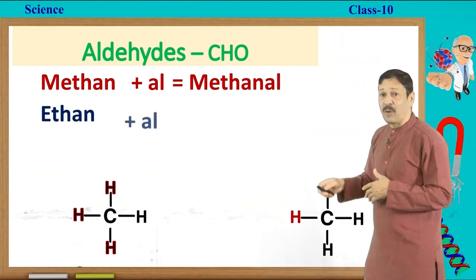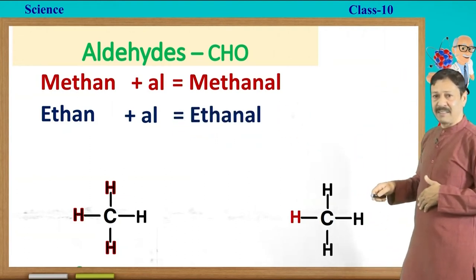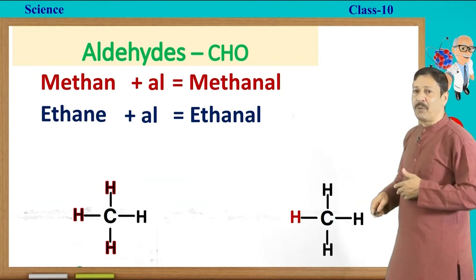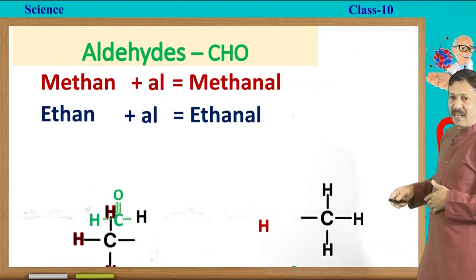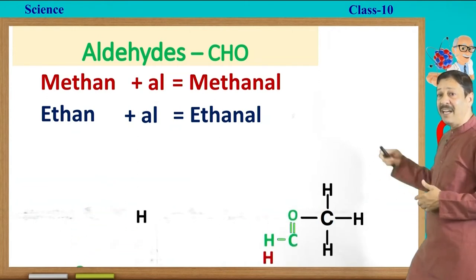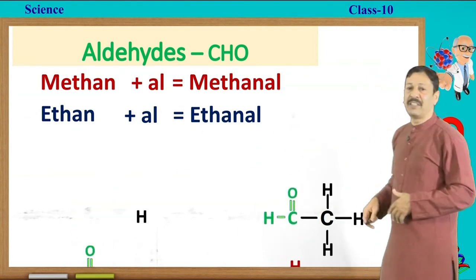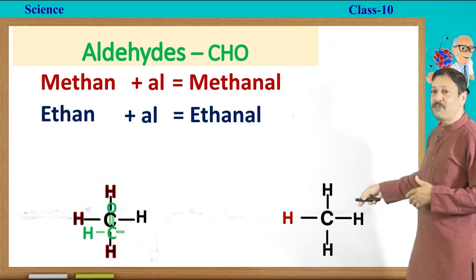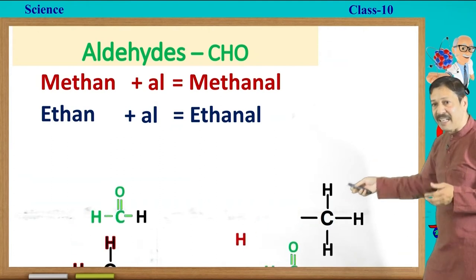Now, let us study one more structure, that is ethane plus AL, ethanal, right? See, by removing the E, you are attaching AL, then you are seeing ethanal. So, now see how to make methane into methanal. CHO group is attached to H, then you call that one methanal. Similarly, a CHO group is attached to CH3, CH3CHO is ethanal.